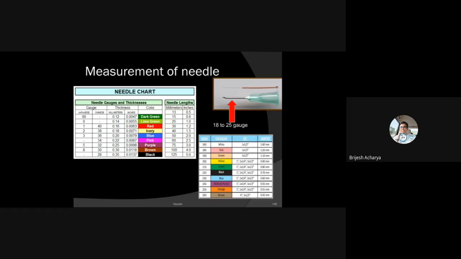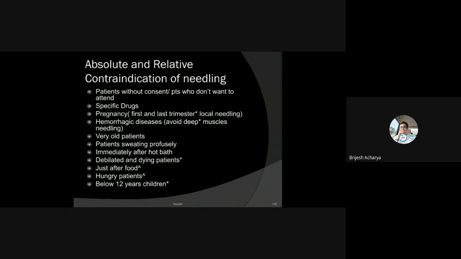These are the sizes of needle. What we use is a needle of 0.25 mm size and 25 mm length, that is a 1 inch needle. 2 inch and 5 inch needle lengths are also available, as per the muscles we have to select. Now, these are the absolute and relative contraindications.